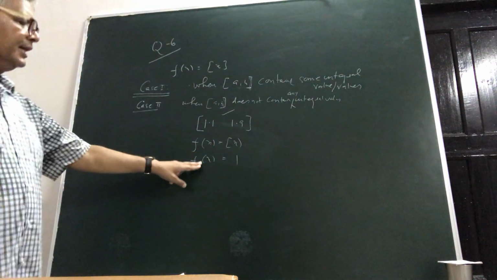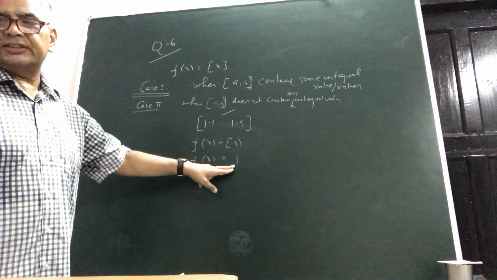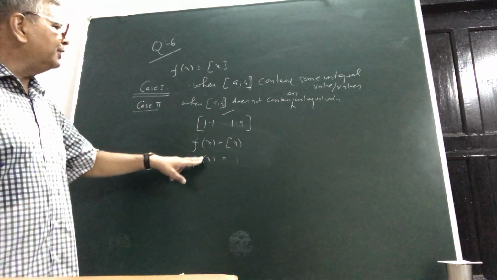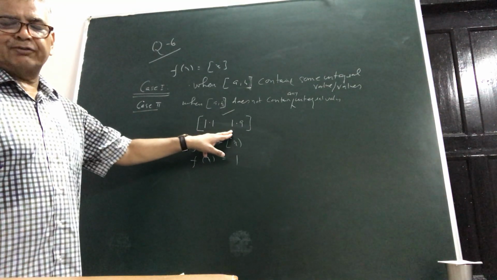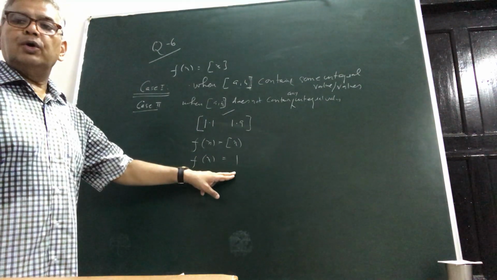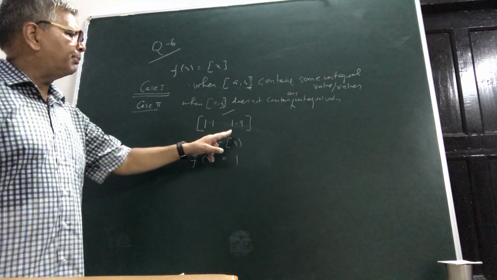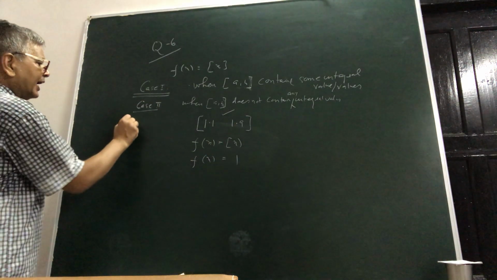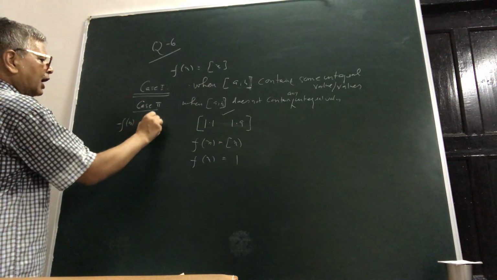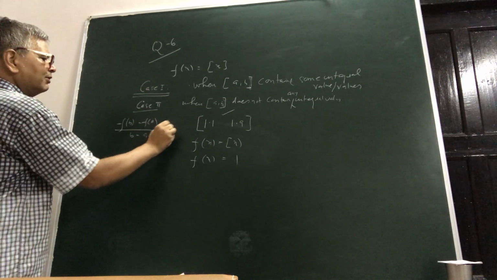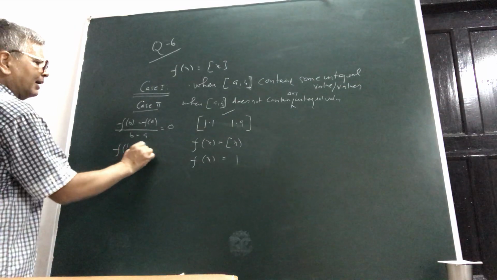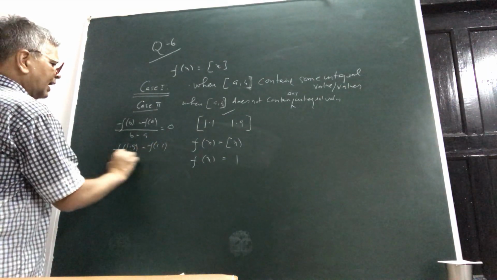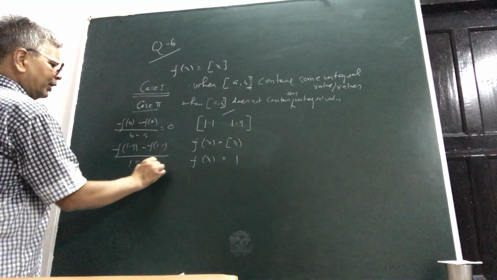So here the mean value theorem will obviously hold good, because if you take 1.1 the value will be 1, and at 1.9 the value will also be 1. So the numerator part, f(b) - f(a) over b - a, will give you 0 for the obvious reason. f(b) is f(1.9) minus f(1.1) upon 1.9 minus 1.1.